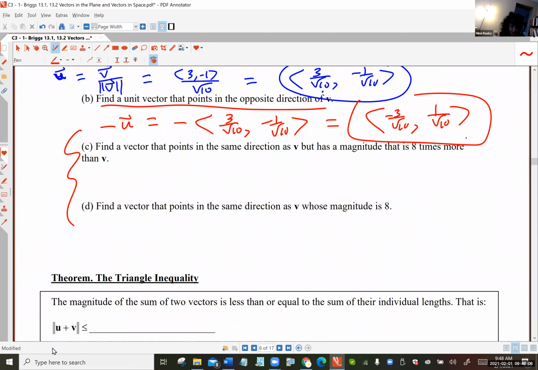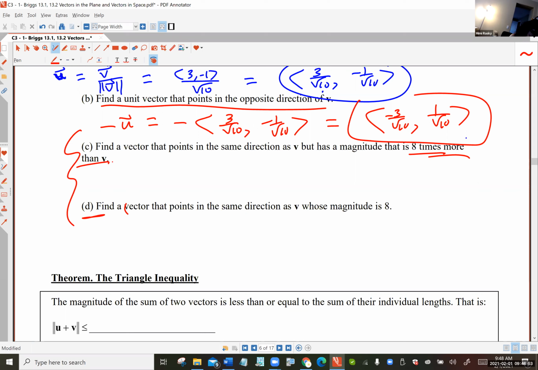For letter C, we want to find a vector that points in the same direction as our original vector V, but has a magnitude that's 8 times more than V. Now let me read the directions for letter D. They want us to find a completely different vector that points in the same direction as V, but the magnitude is exactly 8 units. Do you hear the difference? One of them is a vector that's 8 times longer than the original. The other one, the magnitude is exactly 8. Please make sure that you get that distinction. They're not the same.